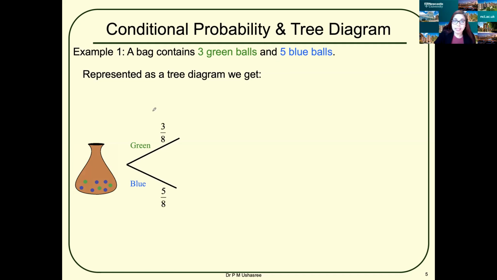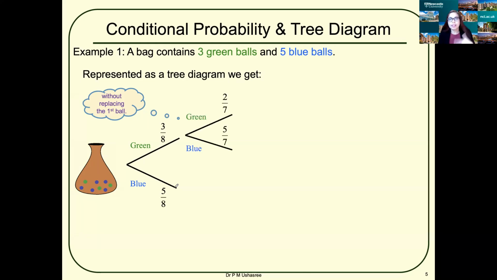The probability of picking a green ball will be 3 by 8, and the probability of picking a blue ball will be 5 by 8. Now, without replacing the first ball, there are 2 possibilities. You can either pick a green ball or a blue ball, and the probabilities will be 2 by 7 and 5 by 7.